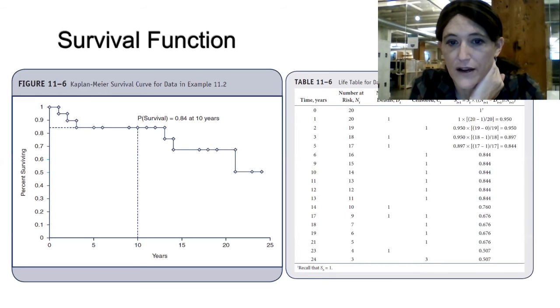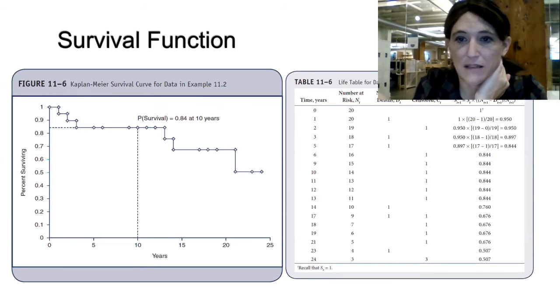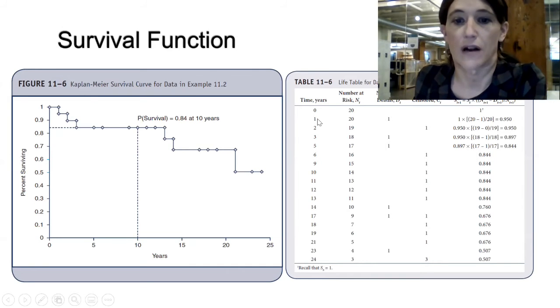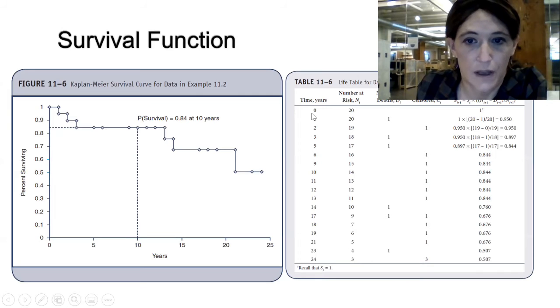Okay, so a survivorship function is actually based on numbers that we can calculate in a table that are then plotted on a Kaplan-Meier survival curve. So what we would do is set up our data. We have our time 0. And so this table corresponds to this graph here. So at baseline, we have 20 patients. Everyone is still alive. And so we're at 100% surviving, okay?